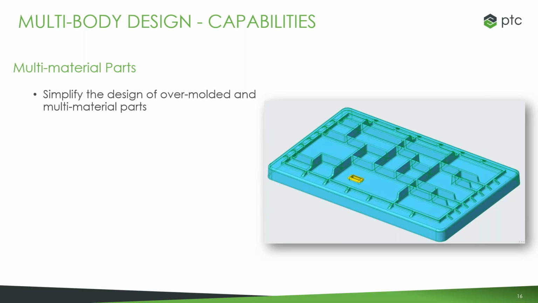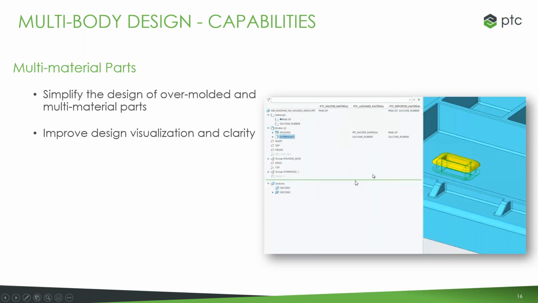For example, this is a good example. Over molded parts, like I call it an insert part here. When it comes to an over molded part, it's very important to have the right mass properties. I can specify material properties for each individual component. The housing can be one material. The overmold can be another material.